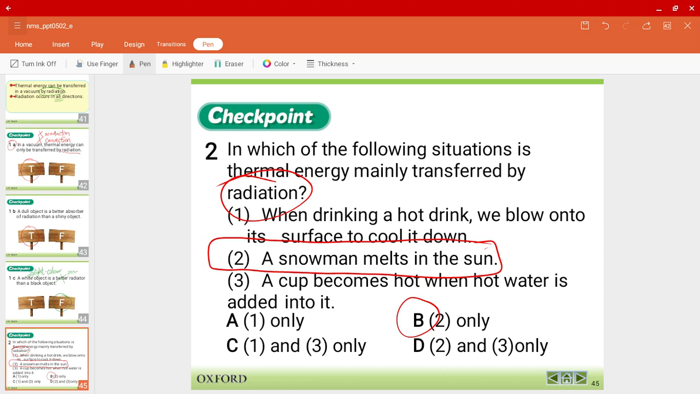All right? So that sums up the videos on conduction, convection, and radiation. So I'll wrap this part up over here, and in the next video, we'll be starting the new chapter, chapter 6.